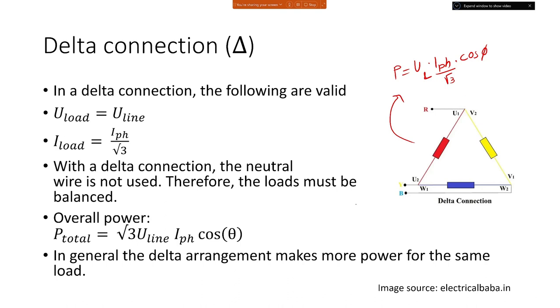See, in general, for AC, P real equals U I cos phi. In this case, the U is U line, the I is I phase divided by root 3, and cos phi is still cos phi, that doesn't change. That is the power of one phase of the load, but there are 3 loads, right? So we multiply that with 3. And that's why this 3 and root 3, they cancel out to give root 3 in the numerator. Okay. Understood.